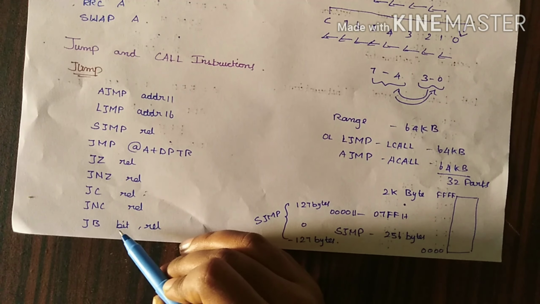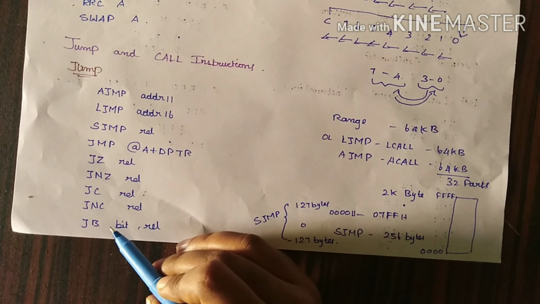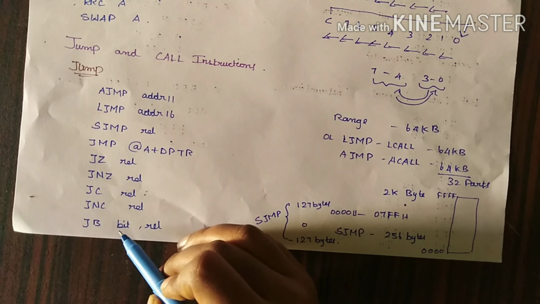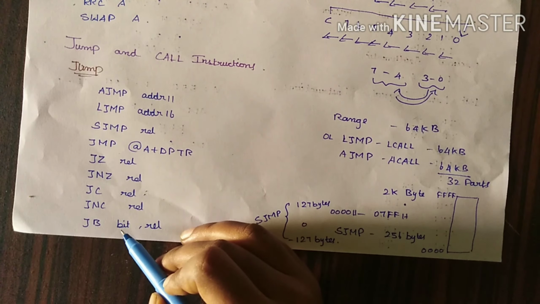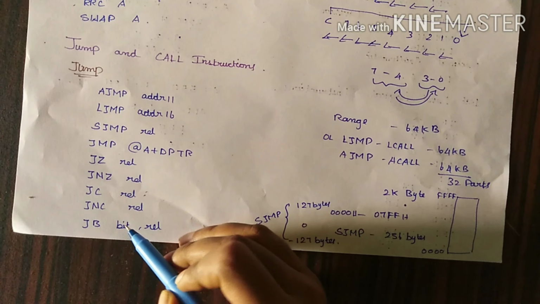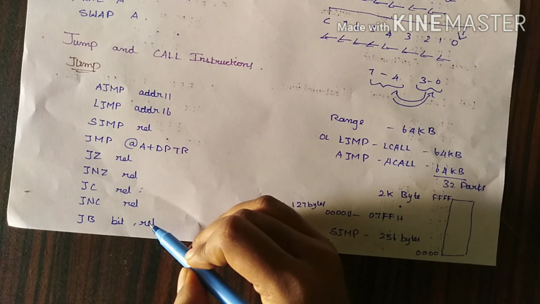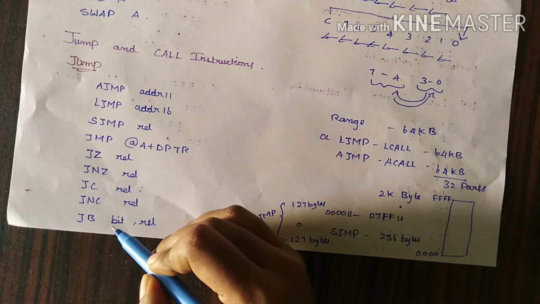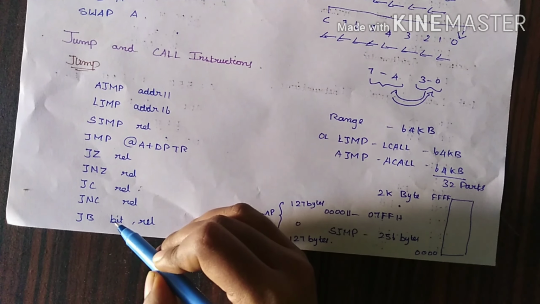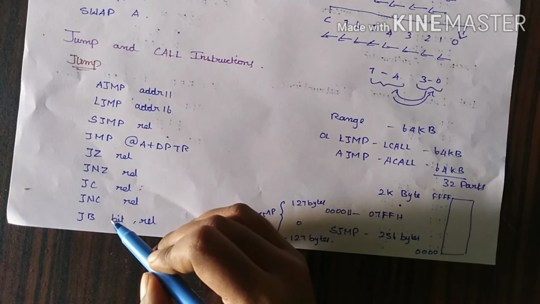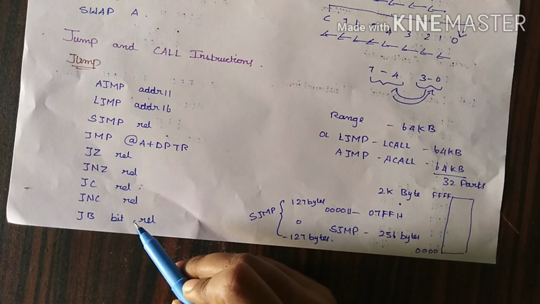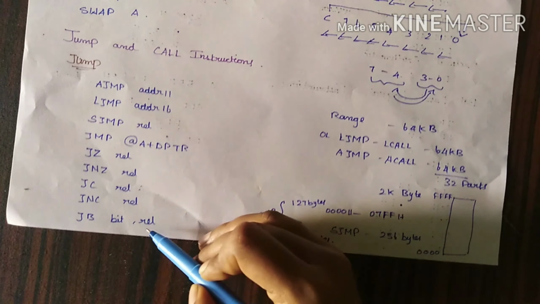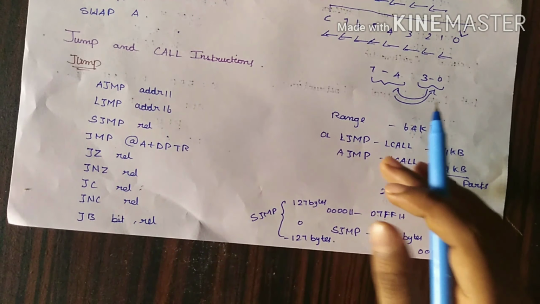Here we are addressing the bit directly. That is, we are given a bit in this instruction. This instruction will check whether the bit is set or not. If the bit is set, then it will jump to the relative address, or else it will go on proceeding to the next further instructions. So check if the bit is set, and if it is set, jump to the relative address. This is the meaning of this instruction.